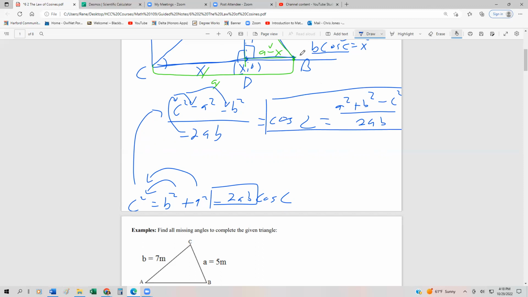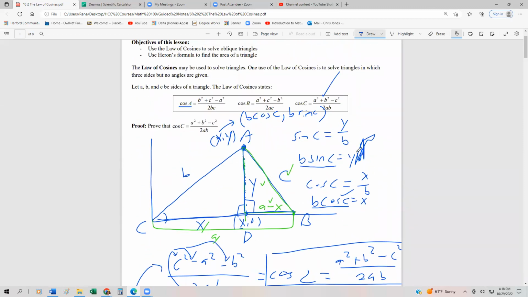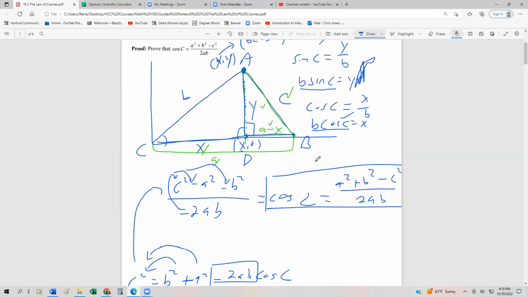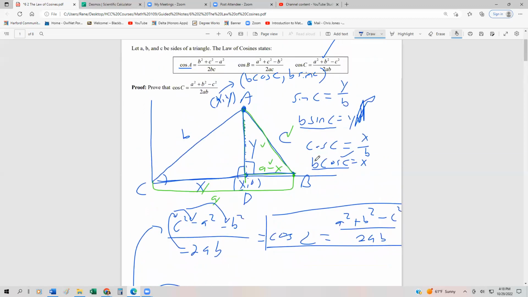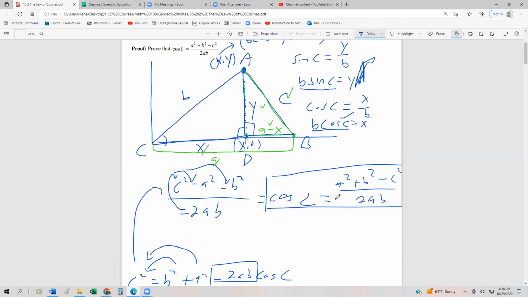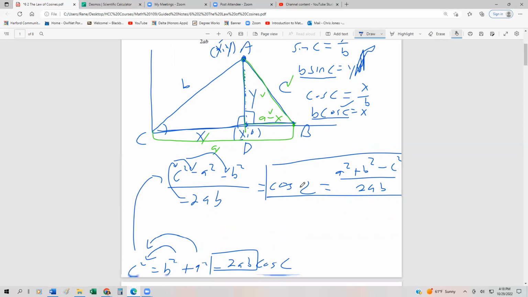All right, and I believe that's our formula. So check that out. That's exactly what we wanted to get. The proof is a little bit rough for the law of cosines, but that's how we would go through and prove it, at least for the cosine of c. You could imagine that we could prove the exact same relationship for any of these.